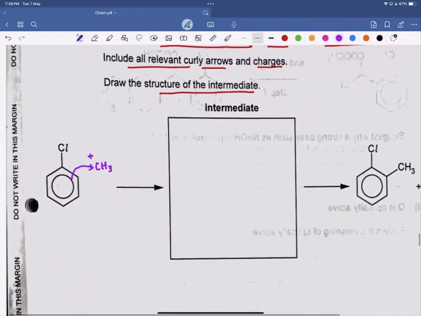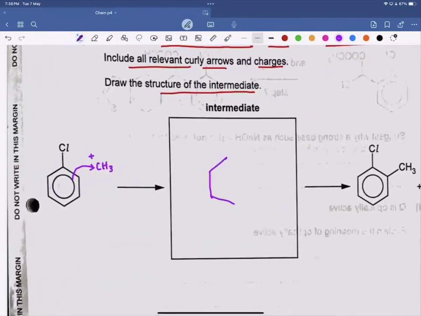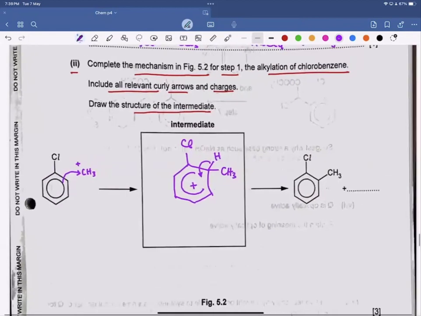After this attack, the intermediate is formed. We will draw the intermediate where we have a chlorine, here we have a methyl group, and each carbon is bonded to hydrogen, so we'll show that hydrogen. And over here, we will draw a semicircle with a positive charge. The carbon breaks the bond with the hydrogen heterolytically and provides the whole pair of electrons in the middle. As a result, the pi bond system gets restored and the hydrogen ion is released. So I'm going to put an H positive over here. Is this understandable to all of you?